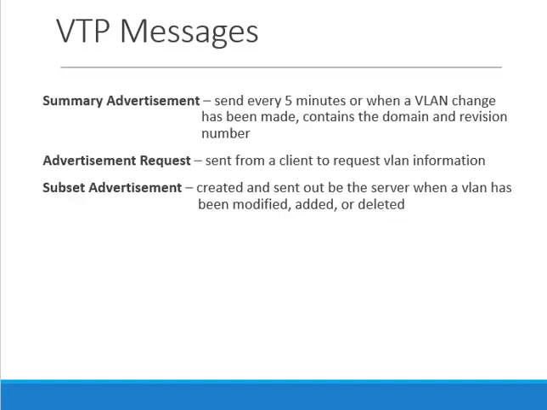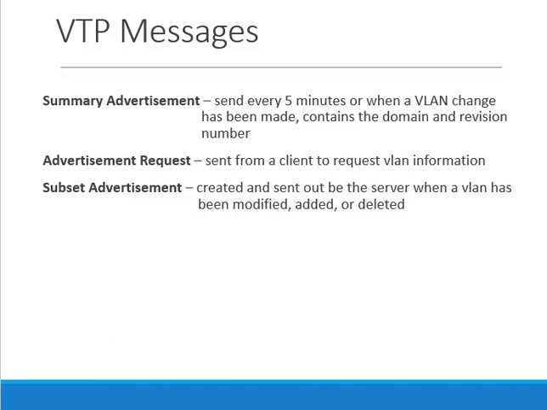There are 3 messages VTP uses in order to update and stay synchronized, right? The summary advertisement is sent out every 5 minutes or when you make a VLAN change. In the summary advertisement are the domain and the revision number. So when a switch receives a summary advertisement, it checks the domain. If it's in the same domain, then it looks at the revision number. The revision number is used for a switch to decide whether or not it should update its VLAN database.